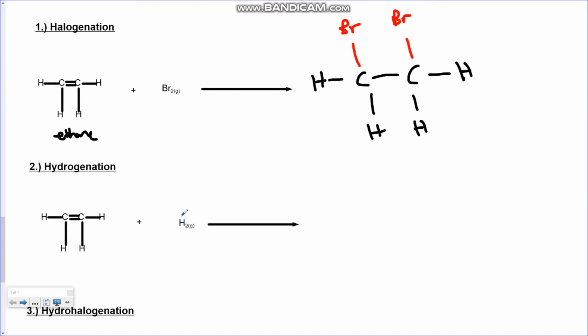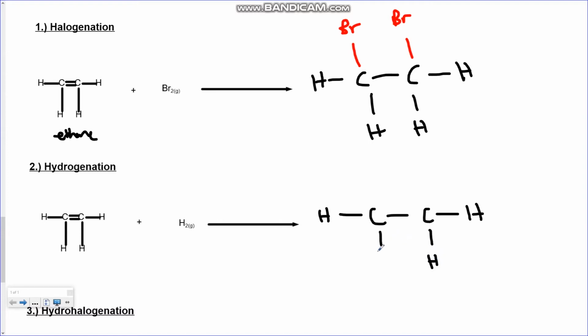Going back to my pen. So this will be doing the exact same thing that the bromine did with our ethene back here. But in this case, we have hydrogens. So the double bond will be broken down, and it'll be a single bond between these carbons.